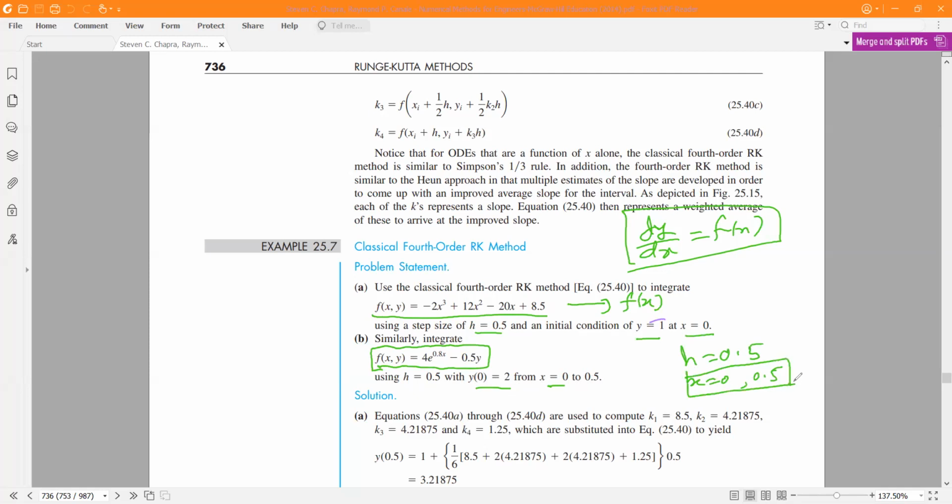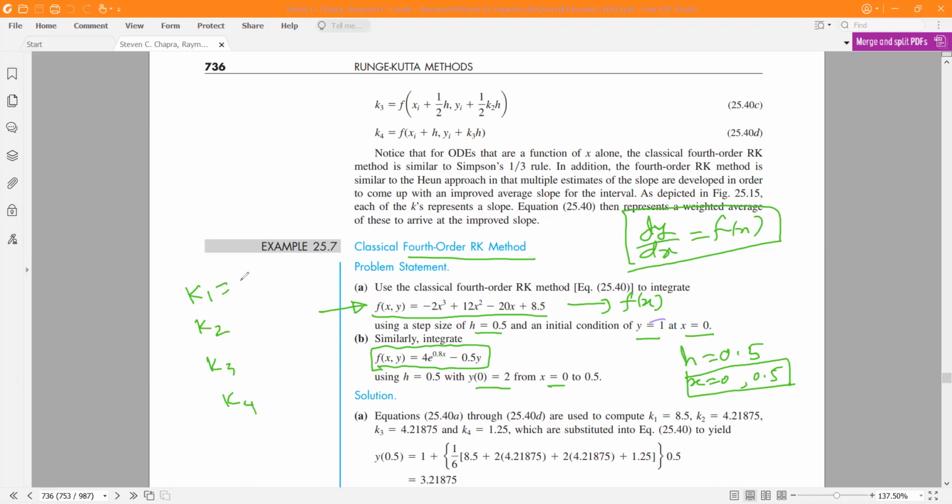Is it not only one step? Yes, sir. Now the thing is that if you want to go through it using our fourth order Runge-Kutta, how many slopes do you need to calculate? K1, K2, K3, K4, isn't it?